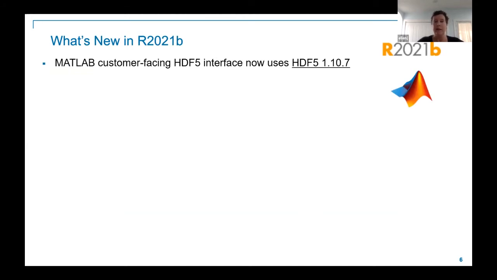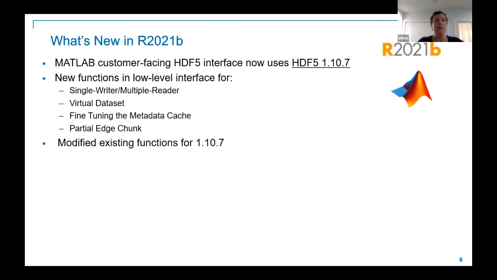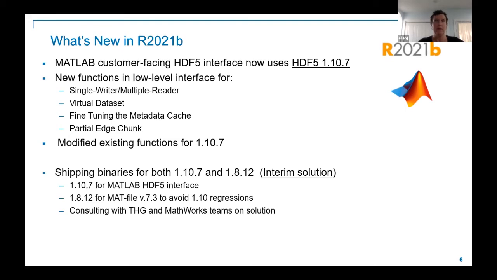Yay. We have new functions in our low-level interface for single-writer multiple-reader, or SWMR, and virtual data sets, some for, not all, but some for fine-tuning the metadata cache, and two functions for controlling partial edge chunks. We've also modified existing functions for 1.10.7 that were needed, like the new H5P set layout for virtual data sets, the new option in H5F open for starting SWMR write mode, and also H5P get and set libver bounds.